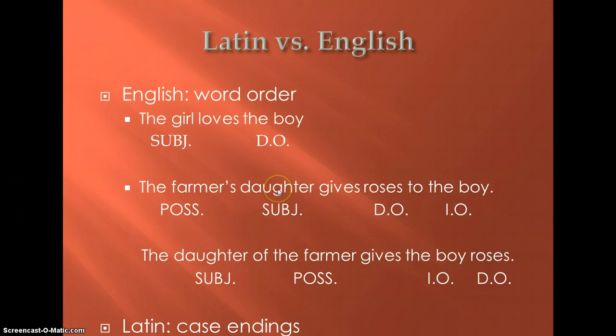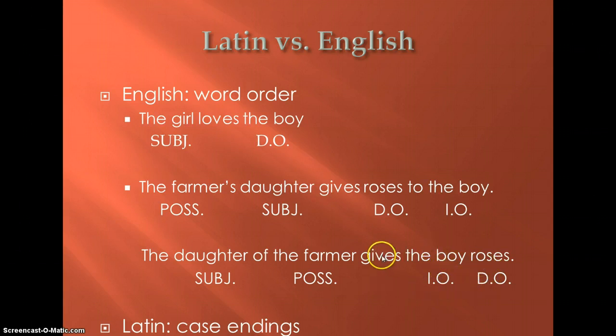Now, I've written out this sentence one more time in a different word order that still is accurate in English. So, the farmer's daughter gives roses to the boy can also be said, the daughter of the farmer gives the boy roses. In this example, instead of using the S apostrophe to show possession, I'm using the prepositional phrase of the farmer. He is still possessing the daughter. And instead of saying that she gives roses to the boy, I'm saying she gives the boy roses. The boy is still the indirect object and roses are still the direct object, even though we switched around the word order a little bit.